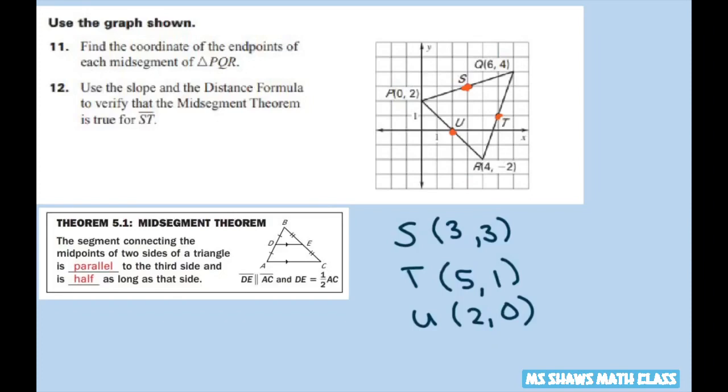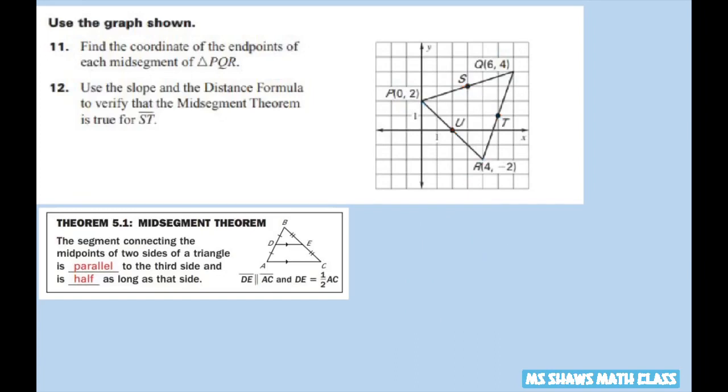All right, now we're going to use the slope and the distance formula to verify that the mid-segment theorem is true for ST. So we're looking for this. What I want to do is find the slope of ST and the slope of PR. If the slopes are the same, then the two lines are parallel. So let's write that down. Find the slope of these two.